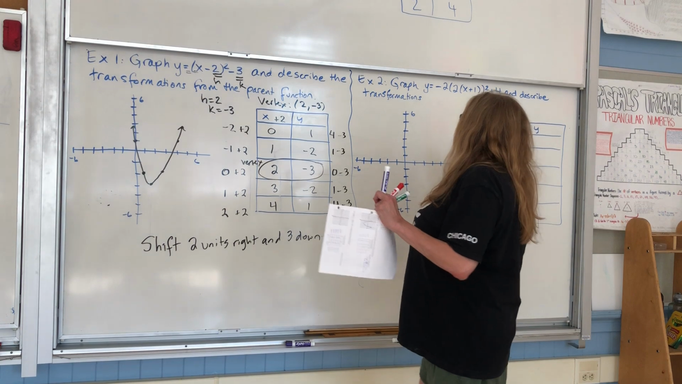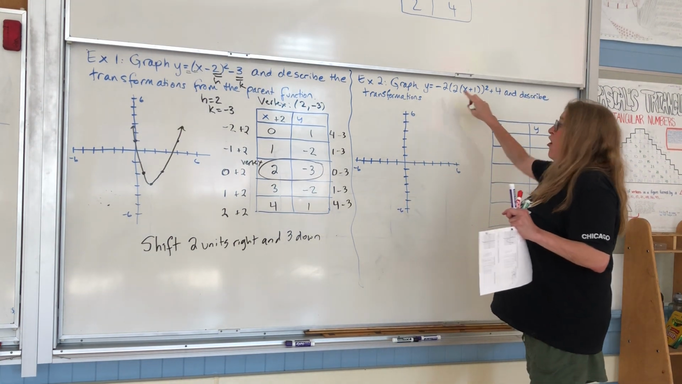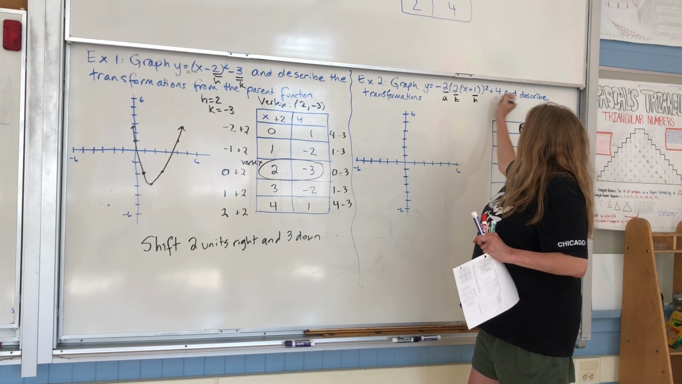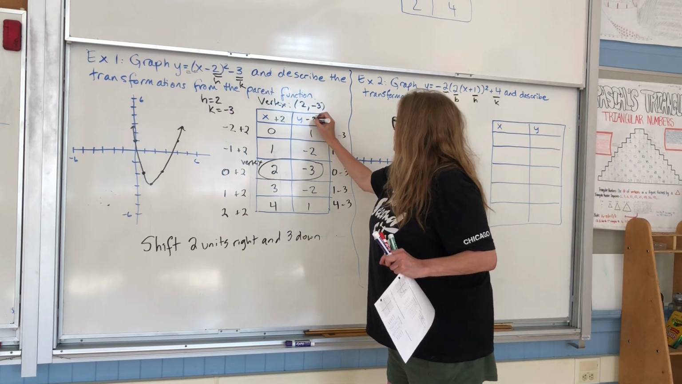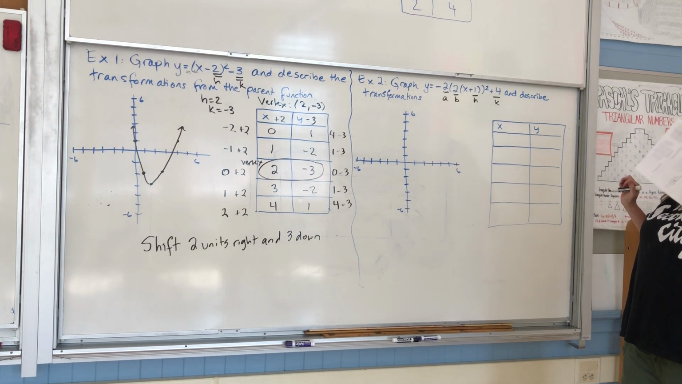Okay, let's spice it up a little. Let's put some A and B going on in there. So here it looks like I got all of them. I got A, I got B, I got H, and I got K. Sorry, this should say Y minus 3. Okay, guys, so let's take our parent values.